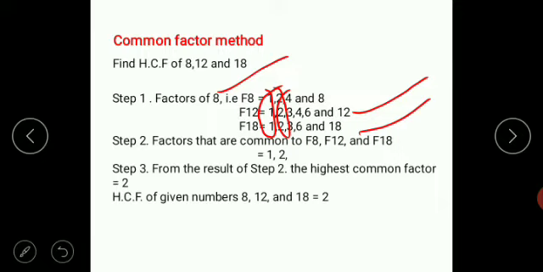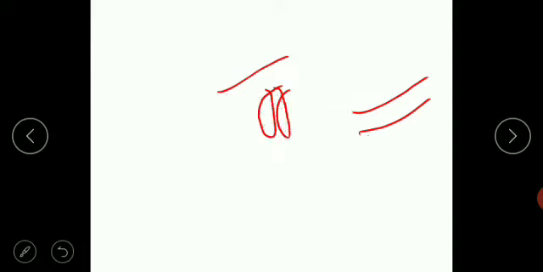First step is we have to find out the factors of each of the given numbers. Then we have to find out the common factor in all the three. And step 3 is, the highest common factor will be our HCF. Okay, this is the common factor method.